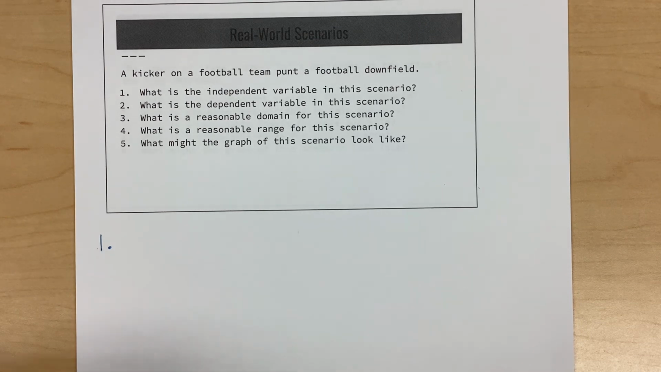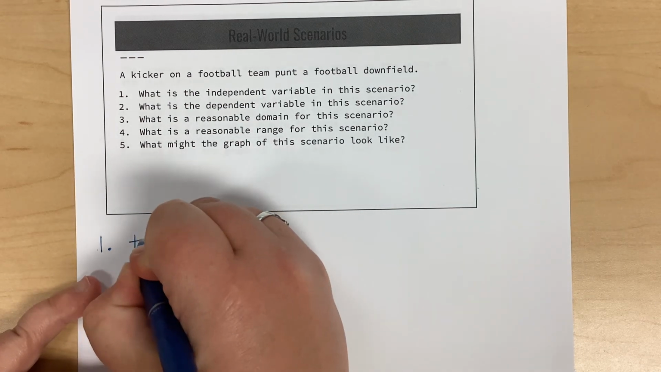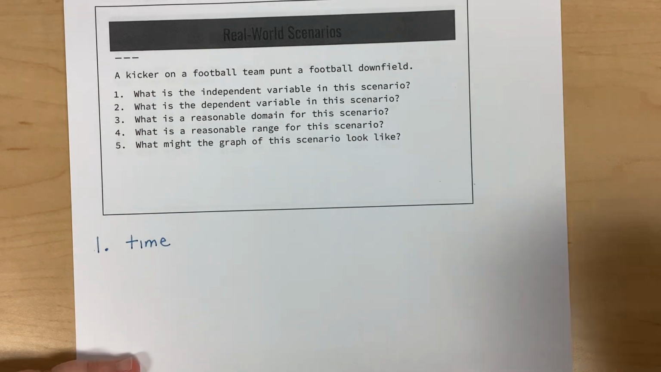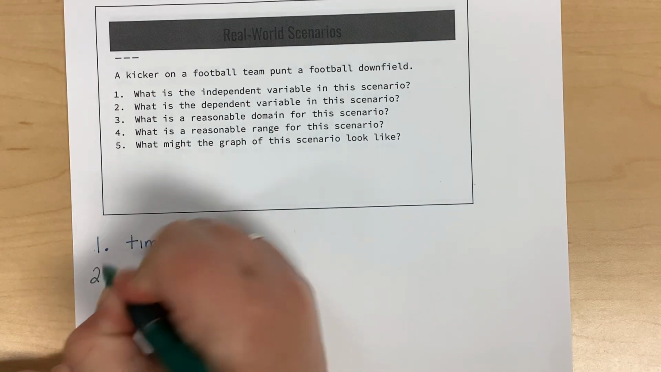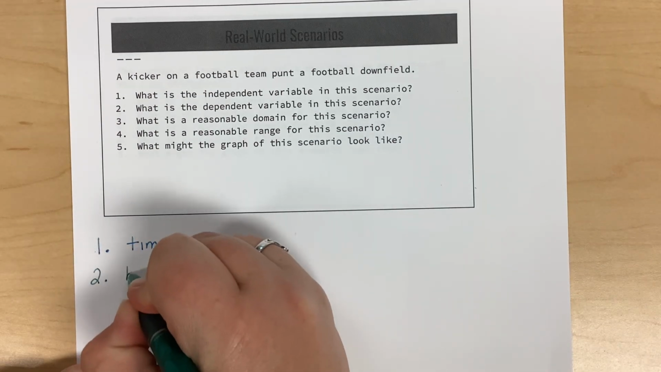Well, as time goes on, the football is increasing in height. At some point, it probably reaches a peak and then comes back down again. So we're talking about time and maybe height of the football or distance of the football. It could be either one, but regardless, time is going to be our independent variable here. And then number 2, we could either talk about height of the football or distance the football has traveled. I'm going to choose height just for fun.